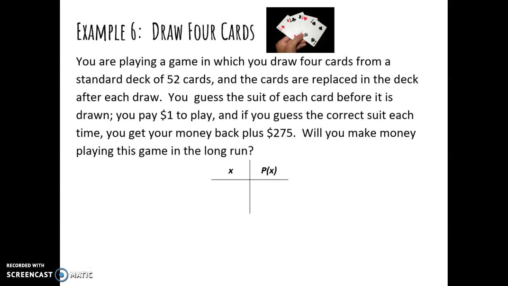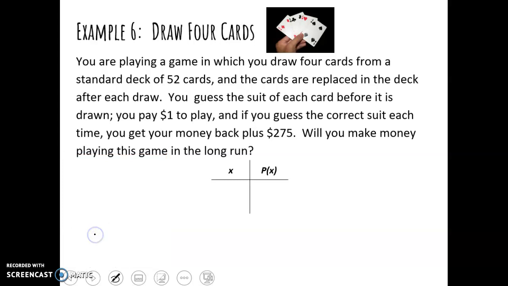You're playing a game in which you draw 4 cards from a standard deck of 52 cards, and the cards are replaced in the deck after each draw. You guess the suit of each card before it's drawn. You pay $1 to play, and if you guess the correct suit each time, you win your money back plus $2.75. Will you make money playing this game in the long run? To do that, we need to find the expected value.